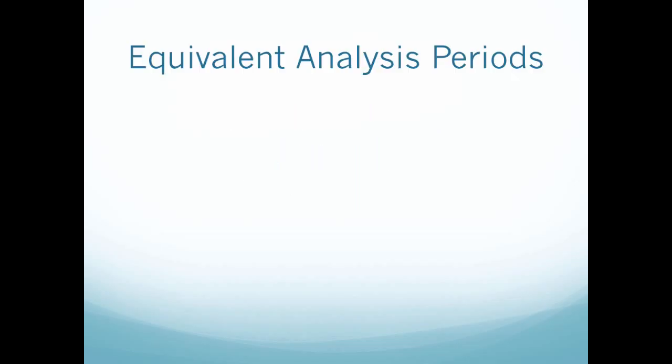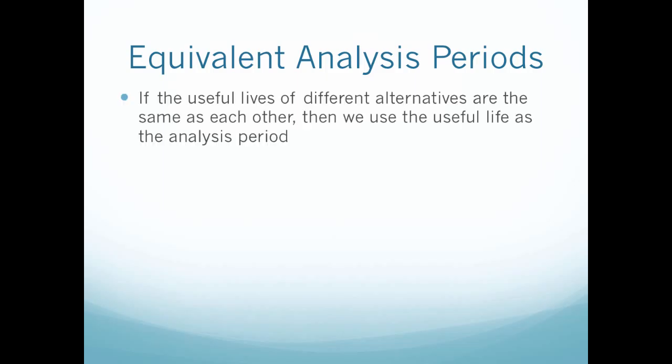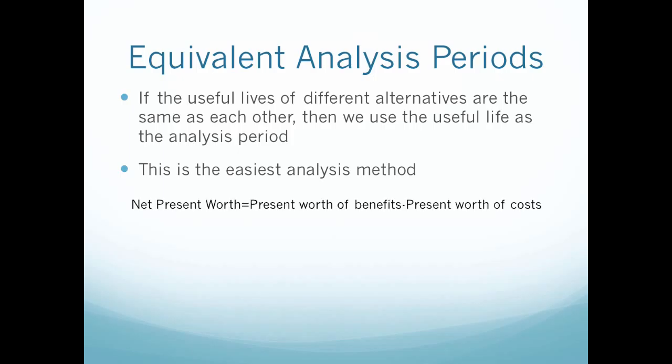So last video, as we left off, we talked about the three different types of present worth analysis problems we'll see. The first type being that the analysis periods are equivalent. So if the useful lives of different alternatives are the same, then we're going to use the useful life as the analysis period. This is the easiest analysis method. I'm sure that makes sense, because if the useful lives are the same, then there's really no other calculations or conversions involved.